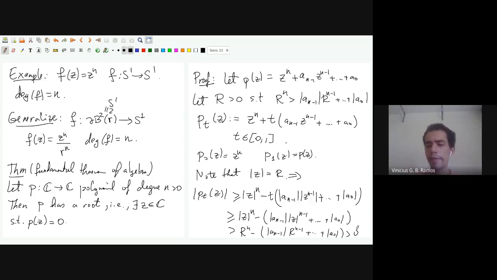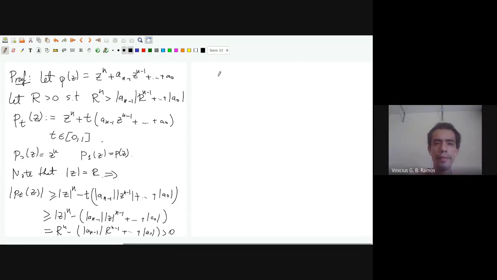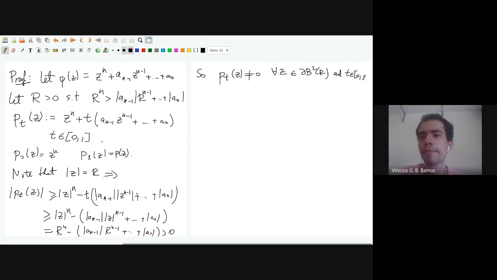And this is bigger than 0 because we assume that r was large enough. We assume this equation here. Okay? This implies that pt of z is always different from 0. So this is for every z in the boundary of this ball. So this is in the points of norm r, and t between 0 and 1.